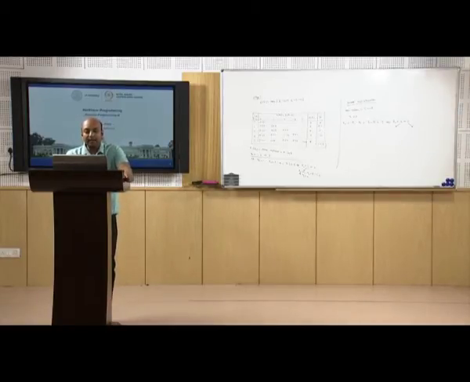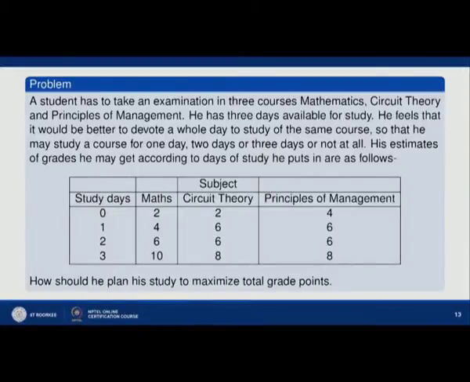A student has to take an examination in 3 courses: mathematics, circuit theory and principal management. He has 3 days available for study. He feels that it would be better to devote a whole day to study of the same course, so that he may study a course for 1 day, 2 days or 3 days, or not at all. That means it is either 0, 1, 2 or 3.